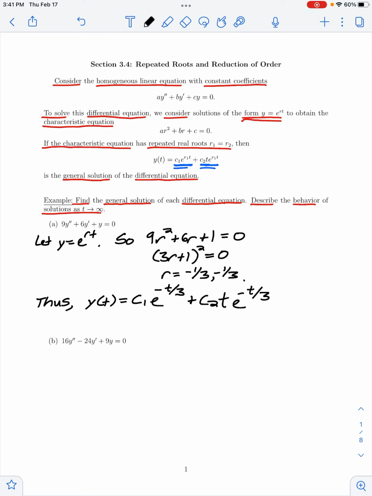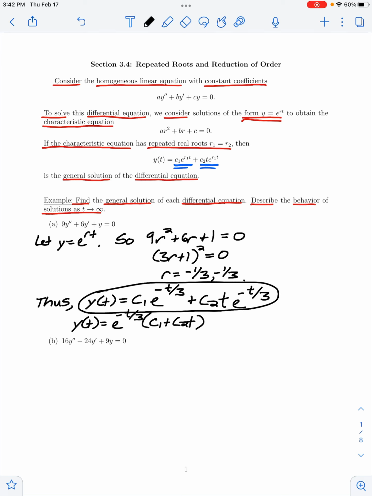Or if we want, we could factor out a common exponential here, and y of t would be e to the negative t over 3 times c1 plus c2 times t. So we have our general solution, or in the factored form.